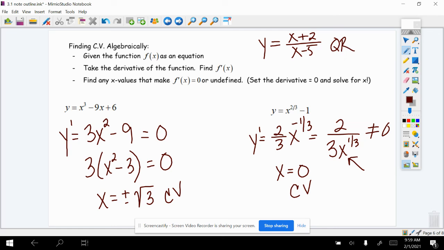Keep in mind, until you have the derivative value, you can't start evaluating what will make it 0 or what will make it undefined. So as silly as that sounds, make sure when you're doing these algebraically, you always take the derivative first, and then analyze what will make that derivative 0, what will make that derivative undefined. And again, you can have many critical values or you can have very few. And that is kind of the overall idea of a critical value.